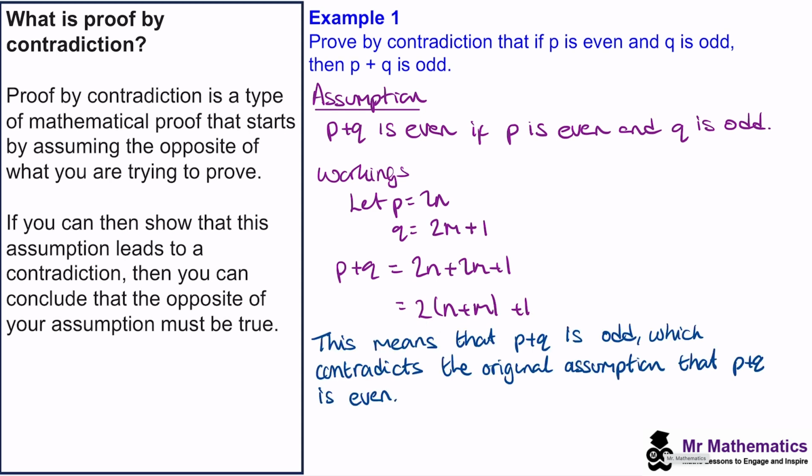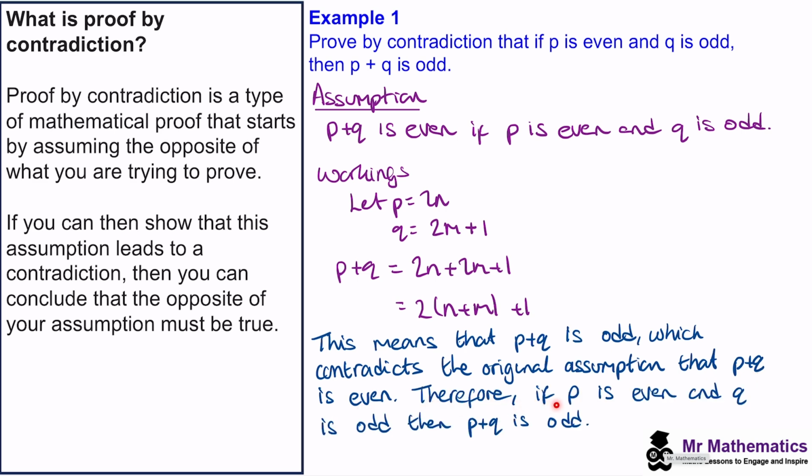So now we can write that this means that P plus Q is odd, which contradicts the original assumption that P plus Q is even. Therefore, if P is even and Q is odd, then P plus Q must also be odd. And when we create a proof by contradiction, we need this final paragraph to conclude our findings, okay?